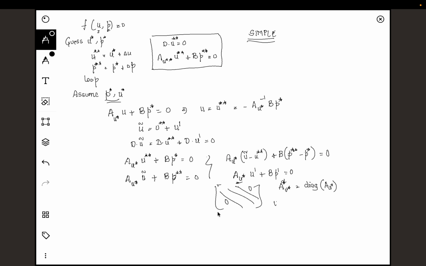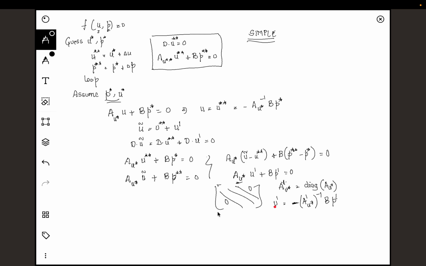So then I can write u prime as minus... Okay, I'll call it A prime. Let's just use the same notation. A prime u star inverse B P prime. So this is the equation for u prime. So this is a simple matrix now. This is a diagonal matrix. When you have a diagonal matrix, taking the inverse is straightforward. All you have to do is take the reciprocals across the diagonal, and that is how you get the inverse matrix. So this will be a simple operation. Instead of using TDMA or something, this will be way faster.